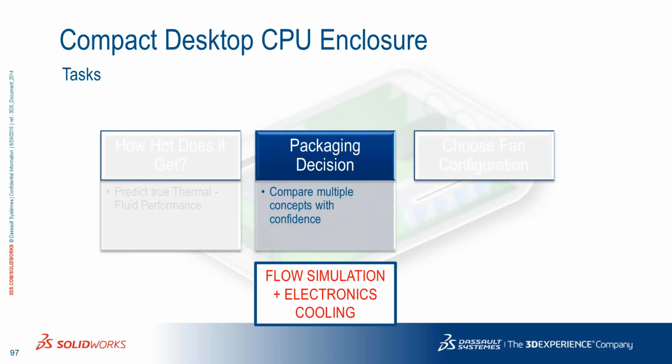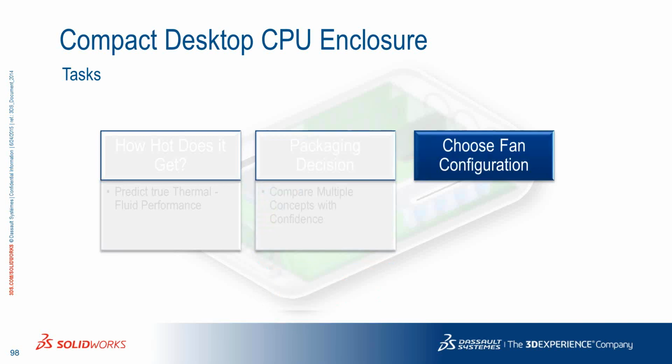So again, a combination of flow simulation and electronics cooling can help you test your electronics design and any issues you might have with thermal management. Where you're trying to optimize airflow patterns and optimize the designs, you can use a combination of both flow simulation and electronics cooling to get the job done.